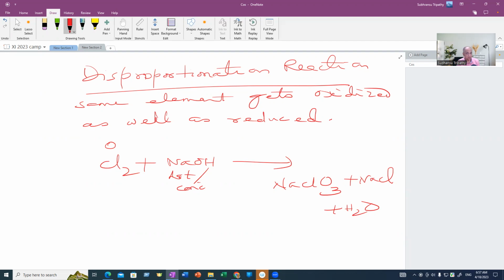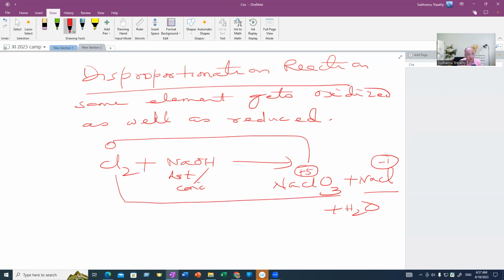In NaClO3, Cl is +5. Precisely correct. Then in NaCl, it is -1. Precisely, Tanushree is correct. Chlorine is oxidized to form sodium chlorate, and the same chlorine is reduced to form sodium chloride. So this kind of reaction is called a disproportionation reaction.